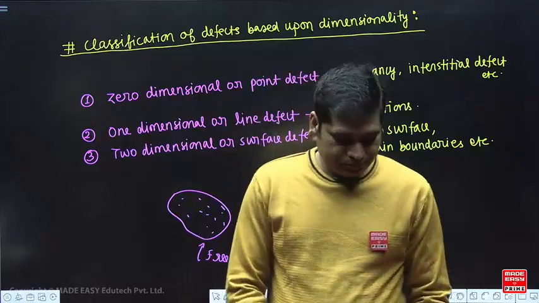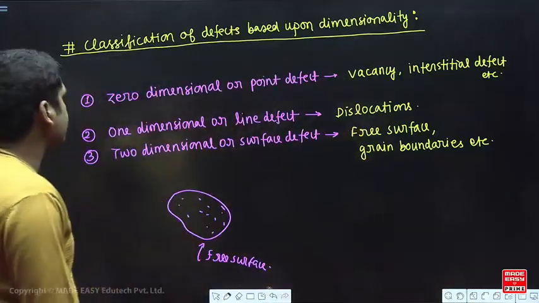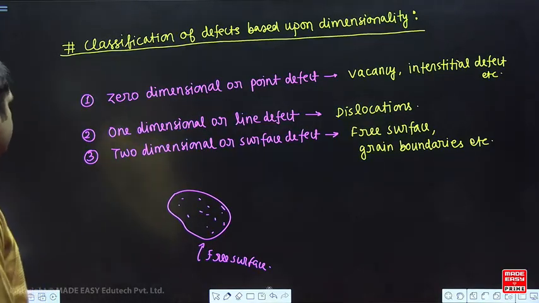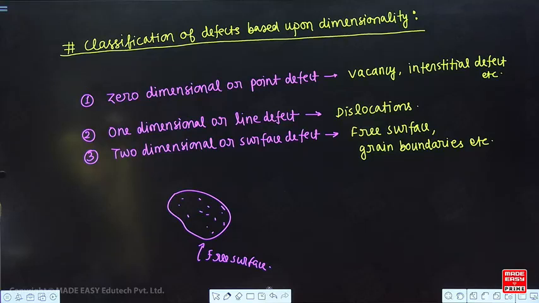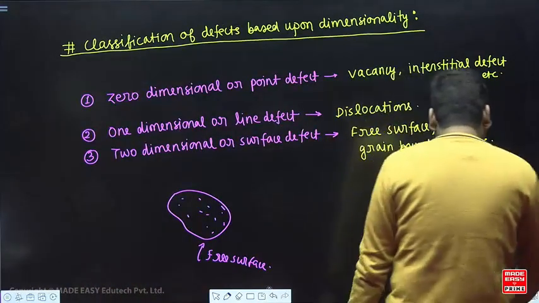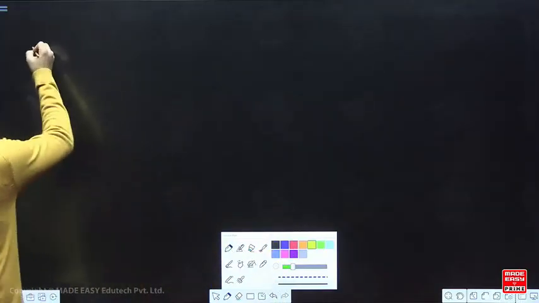Good morning. In the last class, we started to study the classification of defects based upon dimensionality. And we classified three types of defect: a zero-dimensional defect, a point defect, one-dimensional or line defect, two-dimensional or surface. In this syllabus of basics of material science, we will be focusing only up to the point defect. So the next heading we are going to put is point defect.